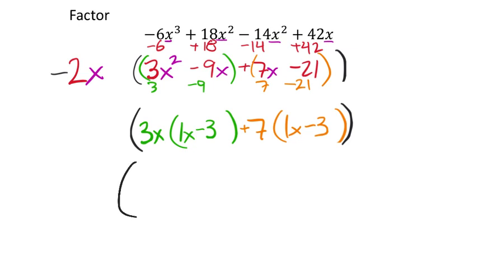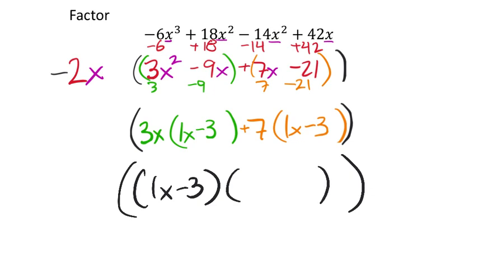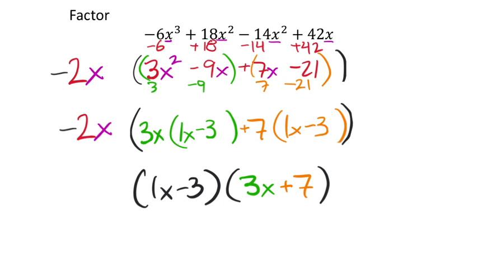So within this set of parentheses, we can yank out a 1x minus 3. I'm going to keep it the same way. And then the other one has the 3x in green and then the positive 7 in orange. And at this point, with that extra set of parentheses, I'm just going to get rid of it just so it looks cleaner. And now I will apply the negative 2x to the work, because now it's important to see that in there.